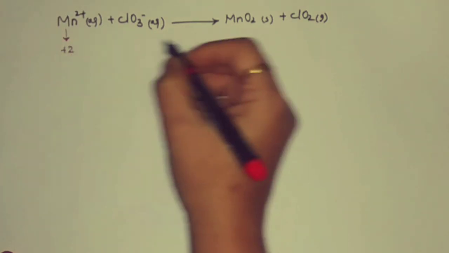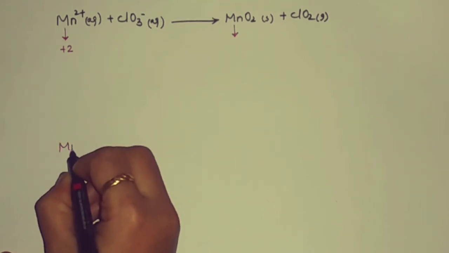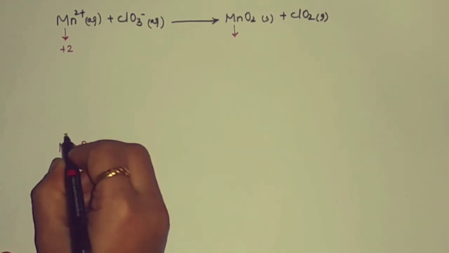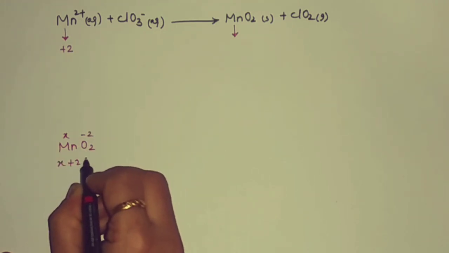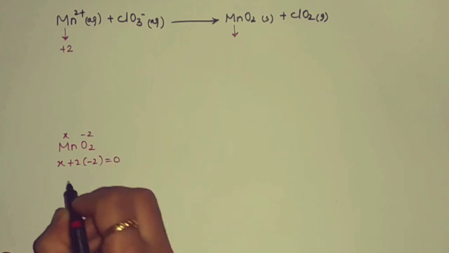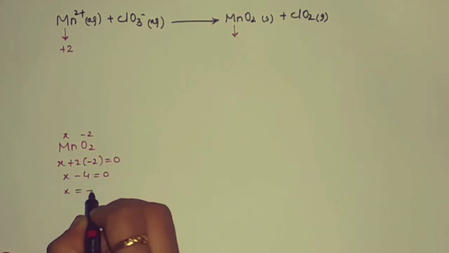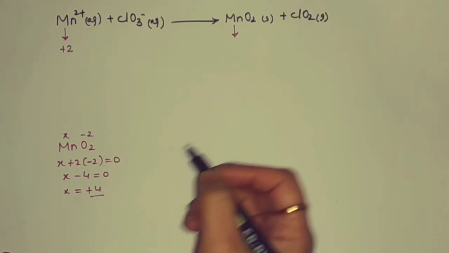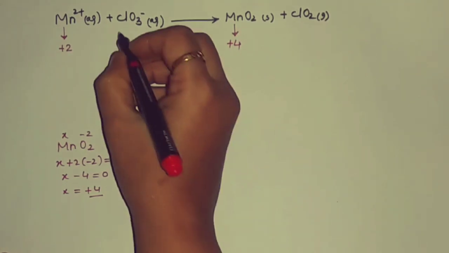Here the oxidation number of Mn is +2. We need to calculate it for Mn in MnO2. So Mn is X, oxygen is -2. X plus 2 into -2 is equal to 0. X minus 4 is equal to 0. X is equal to +4. So we write down the Mn oxidation number as +4.